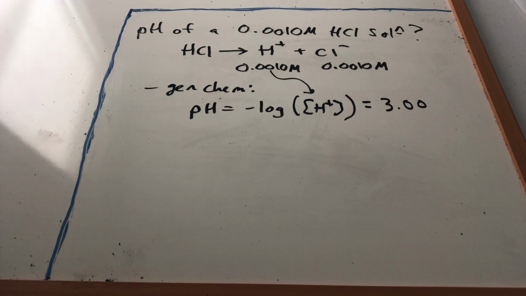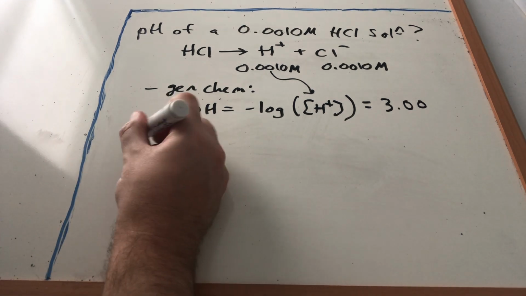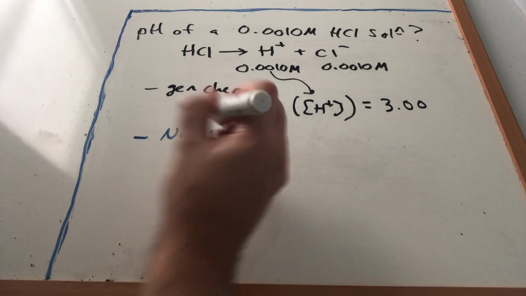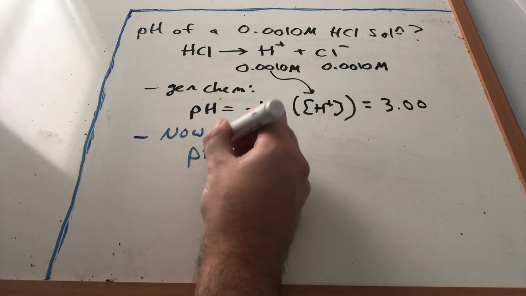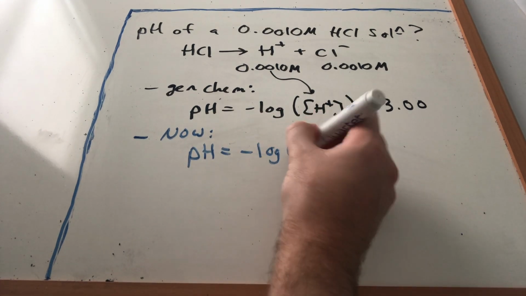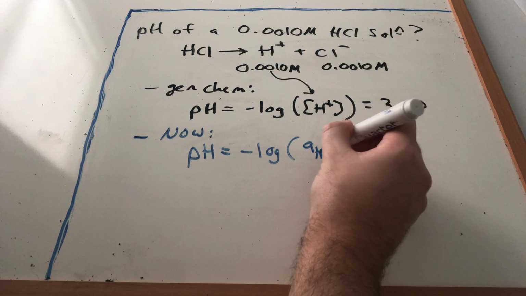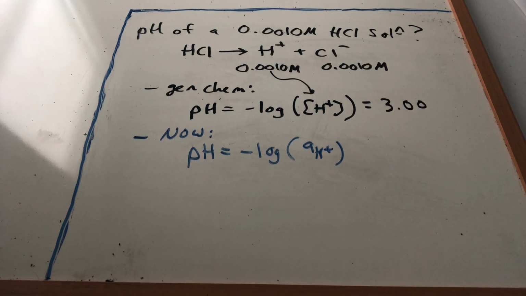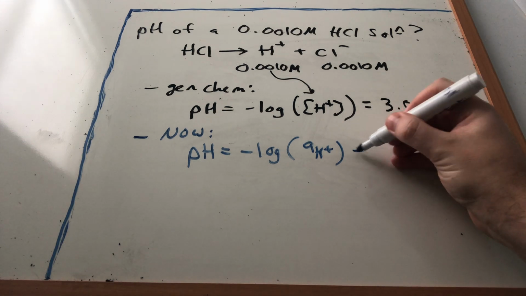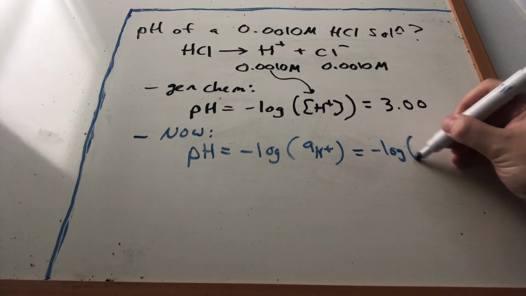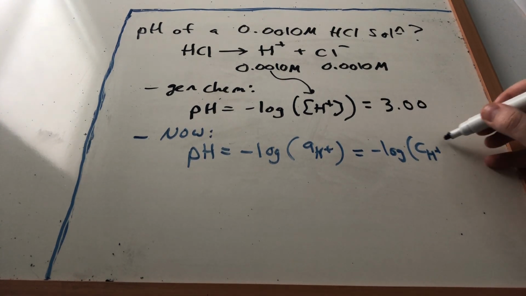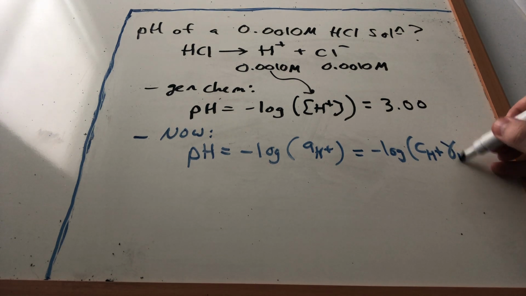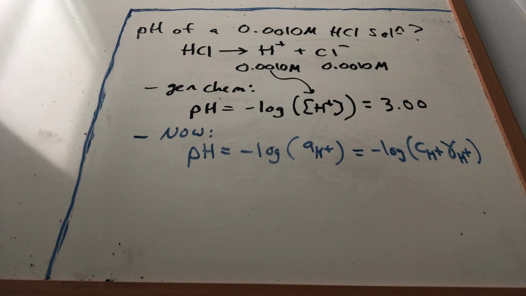Because what do we know now? We know that in actuality, the pH is the negative log of the activity of your H3O plus. So what do we need in this instance? Slightly easier problem because it's a full dissociator. We need to know the concentration of H plus and the gamma of H plus.